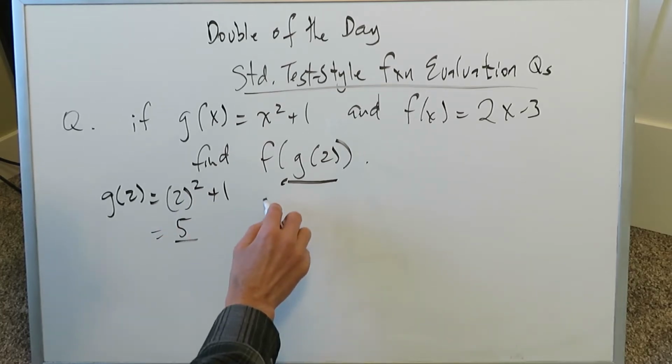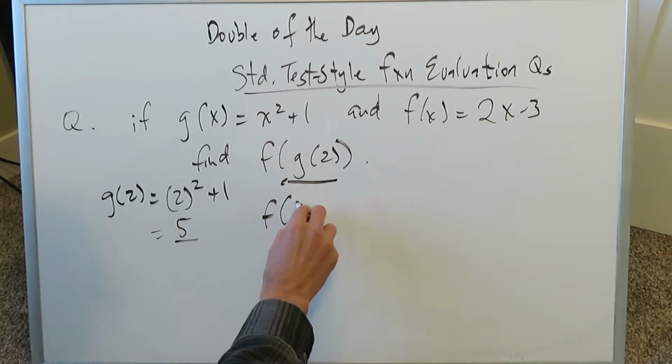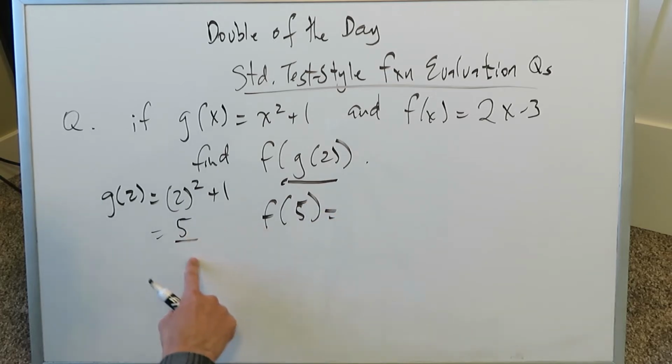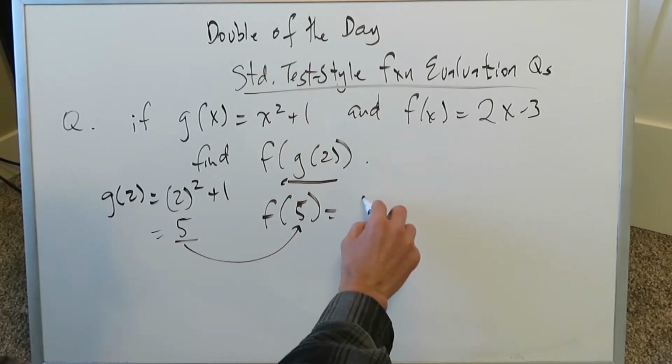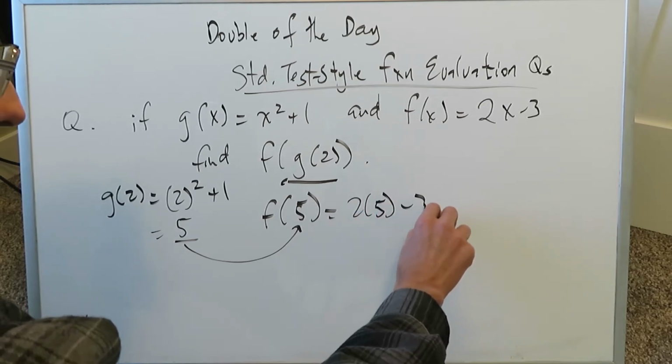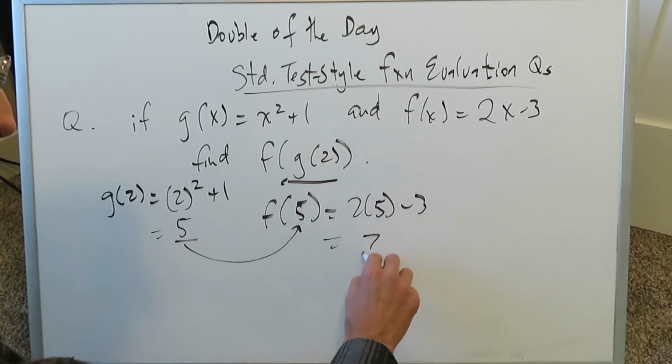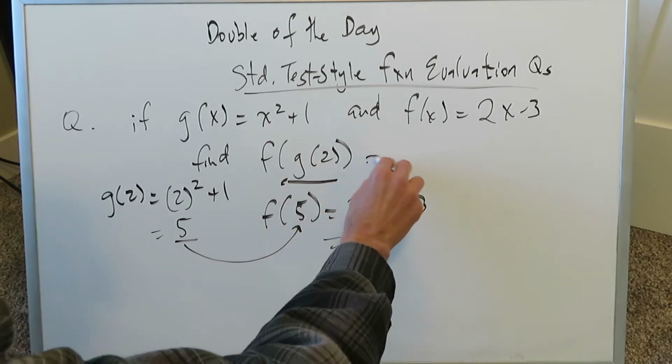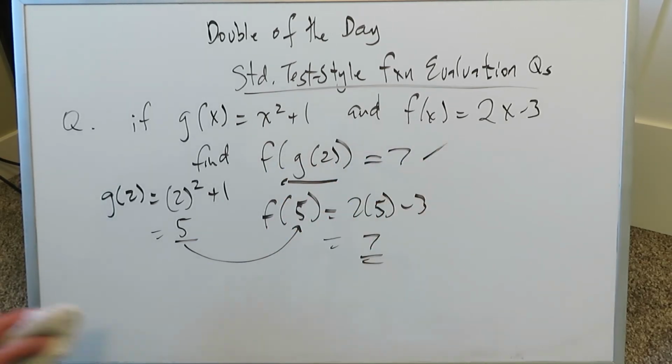And this 5 will feed very well into the function f as such. You're seeing it right here, this 5 falling right in. So you're going to look at this 2x minus 3 with the 5 fed in, and your answer here will be 10 minus 3, which will be 7. So f of g of 2 is equal to 7, and your answer should be right.